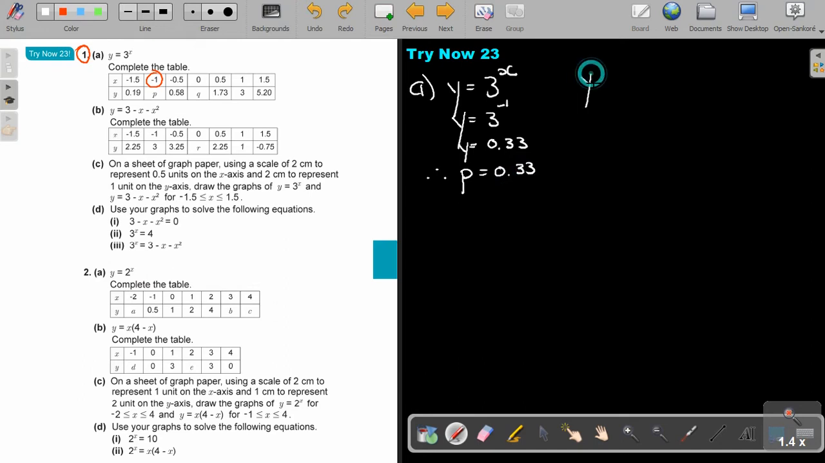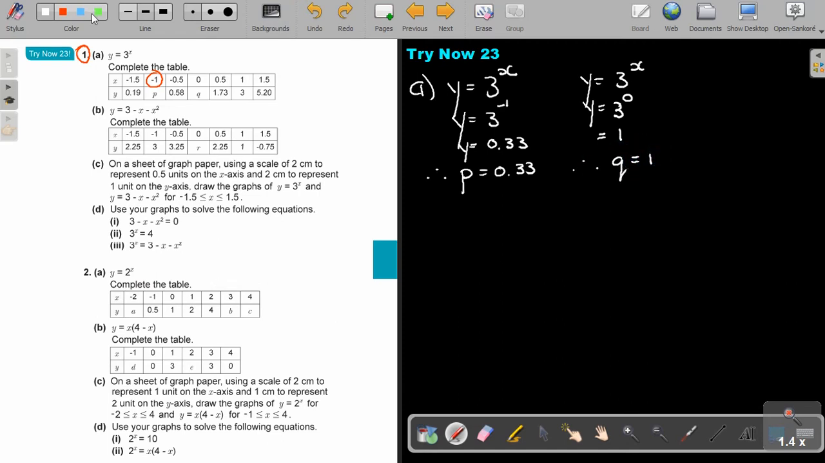And then the next one, Q. Use your equation again and put in the value. 3 to the power of 0, and the answer will be 1. So therefore, Q is equal to 1.